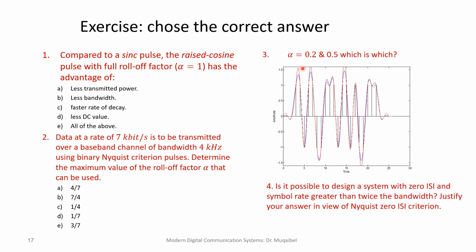The last question is, is it possible to design a system with zero ISI and bandwidth greater than twice the Nyquist bandwidth? Justify your answer in view of the Nyquist zero ISI criteria. You can have some sketch to show your proof. Is it possible or not? And then justify.